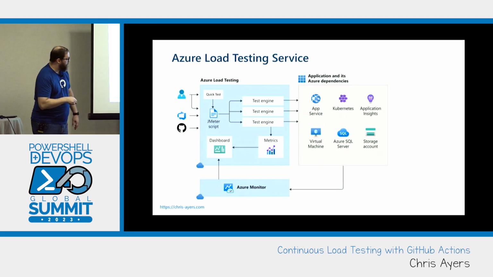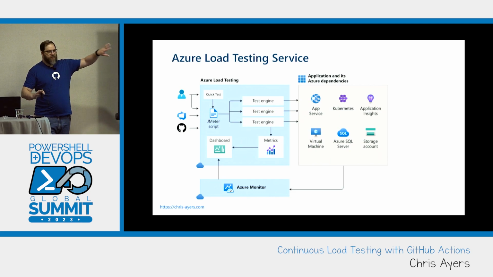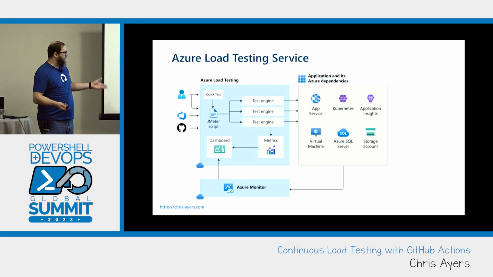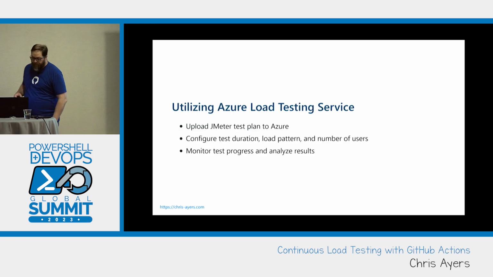And then you can monitor everything. It'll actually correlate the JMeter test with the Azure Monitor stuff. So it can look at the load on the underlying pieces, like the SQL server or the VMs or the AKS. So this is where it gets crazy powerful.